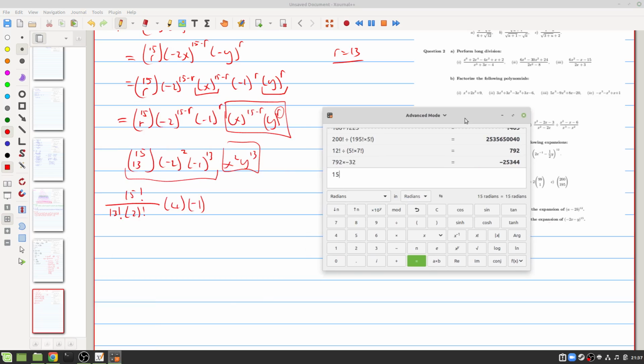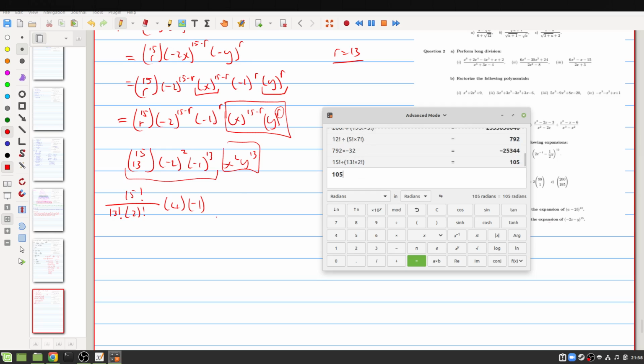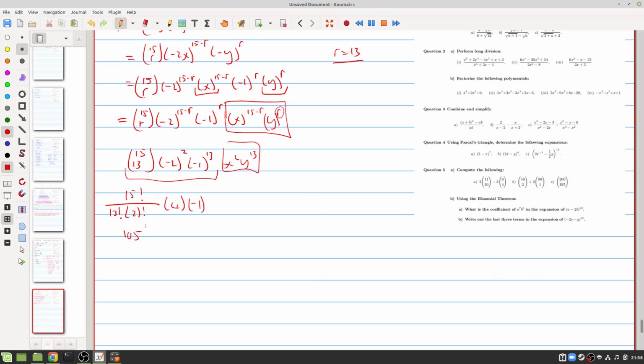So we've got 15 factorial divided by 13 factorial times 2 factorial, which is just 2, but let me just write the factorial in. So that's 105 times 4 times negative 1. So it's going to be negative, and then 105 times 4 is 420. So negative 420 is our coefficient for the last term.